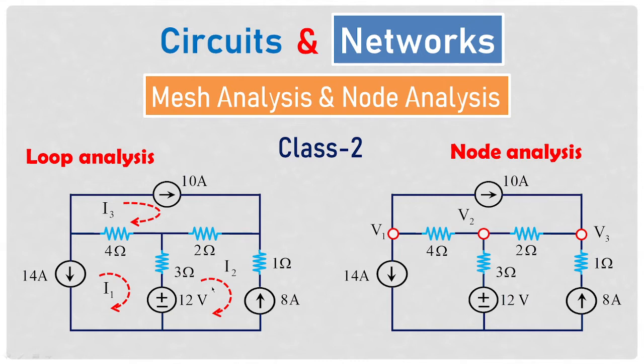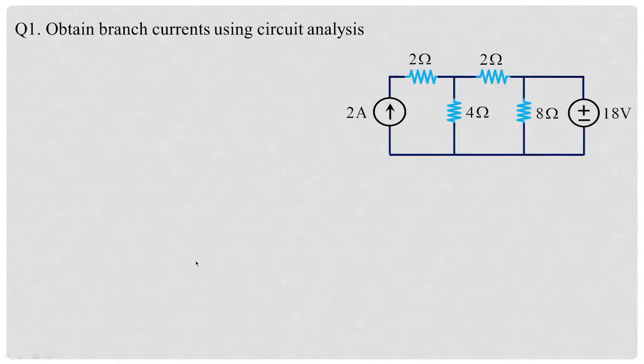Just compare the results after getting the loop currents as well as the node voltages, and compare the branch currents in both the cases. Then you can get a conclusion that whether you employ mesh analysis or node analysis, the branch current where you are required, that is to be the same. So let us start with the basic example.